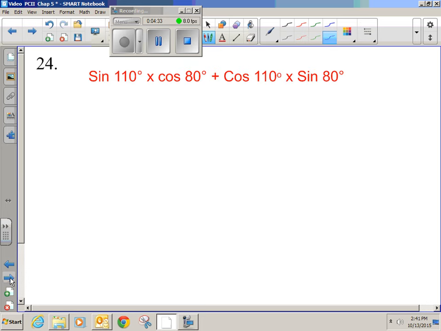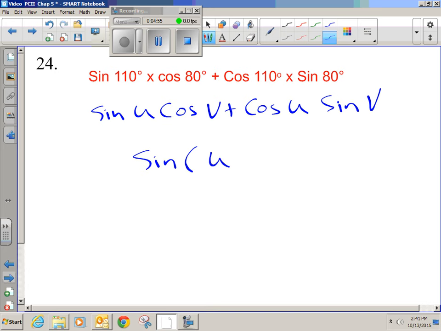All right? Let's look at this one. The directions in the book just say write this as a sum or difference. In other words, we recognize I have sine of 110 cosine 80. So this is, in essence, sine u cos v plus cos u sine v, which we know is sine of u plus v. Well, u is 110, v is 80, so this would equal sine of 190. And again, you can do that probably with a calculator, but there is your answer. That's just learning our formula.